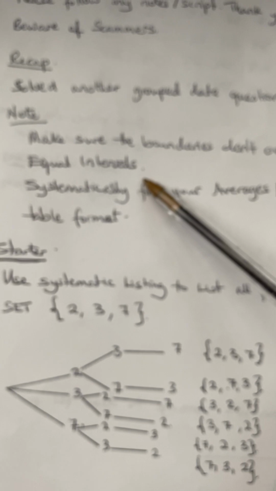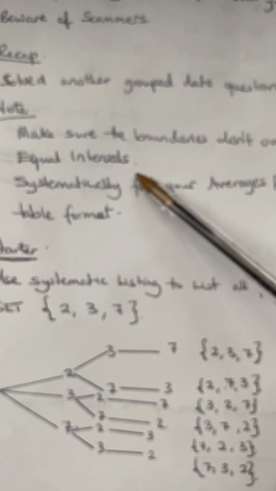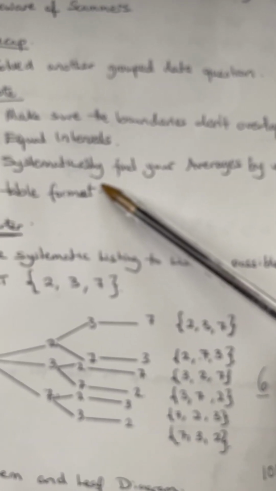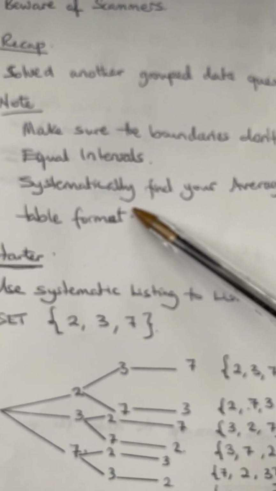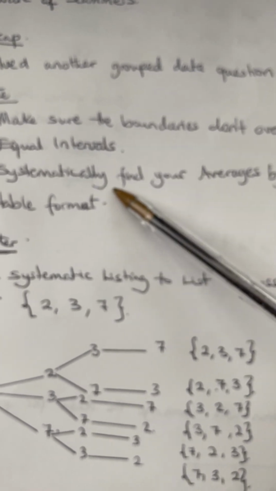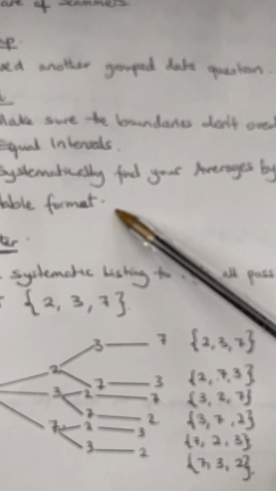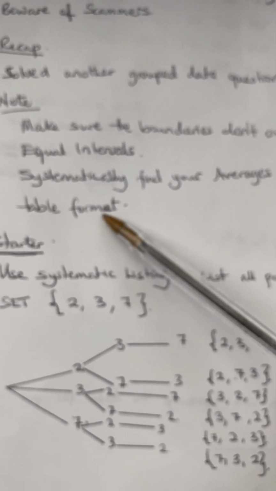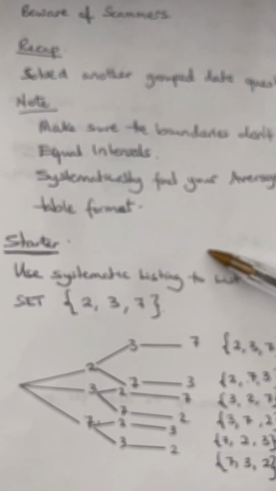So if they've not given you the boundaries and you are doing it, do it in such a way that you have equal intervals and it doesn't overlap. The chances are that they will give you the table and group it for you. After, you can systematically find your averages by using the table format. So after finding the midpoint, you multiply the midpoint by the frequency, you total them, and then you can do your mean.